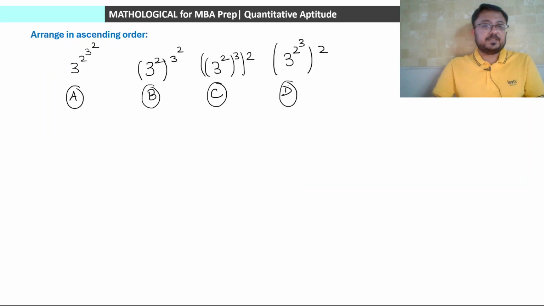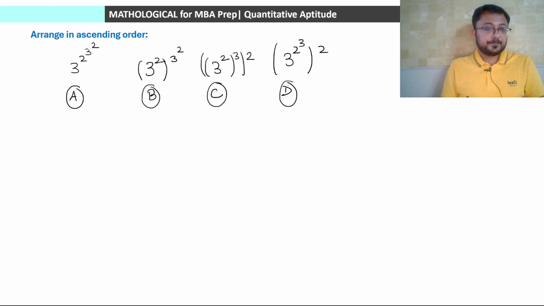So first question of that type, we have to arrange these values in the ascending order. First is 3 to the power 2 to the power 3 to the power 2. Second is 3 to the power 2 to the whole power 3 to the power 2. Third is 3 to the power 2 to the power 3 to the power 2. And option D. Pause the video and try to compare them yourself first.